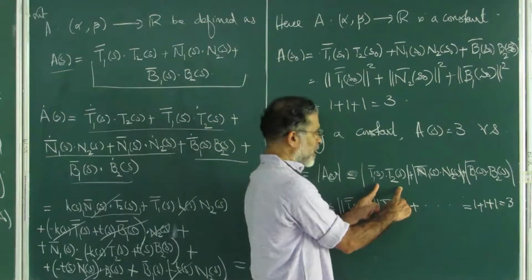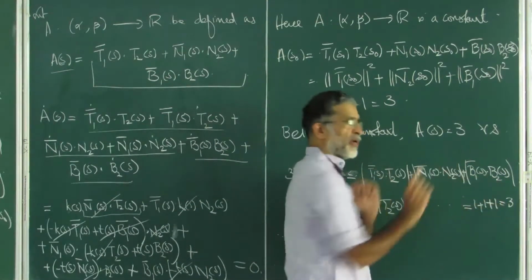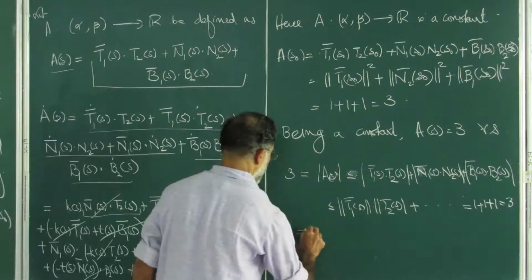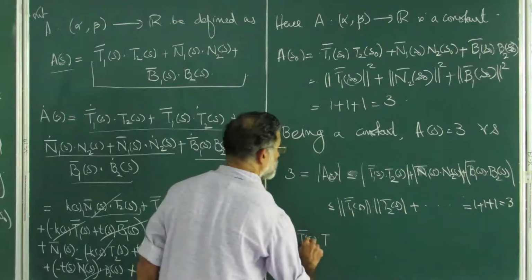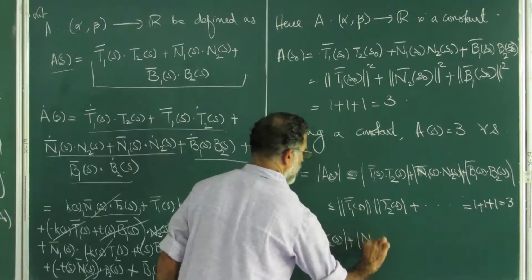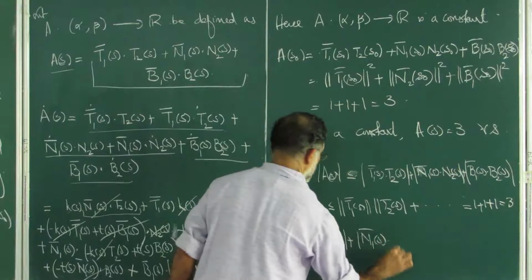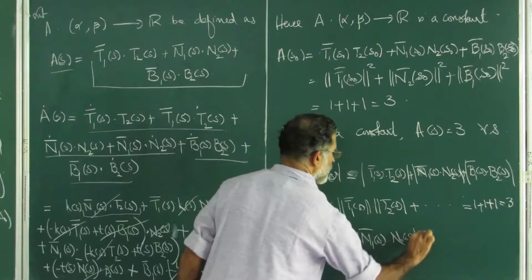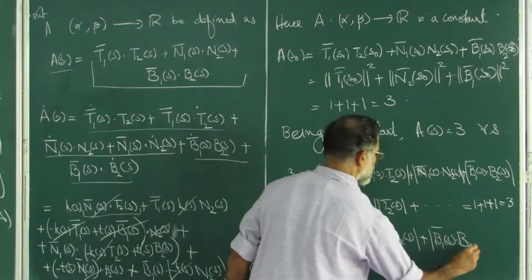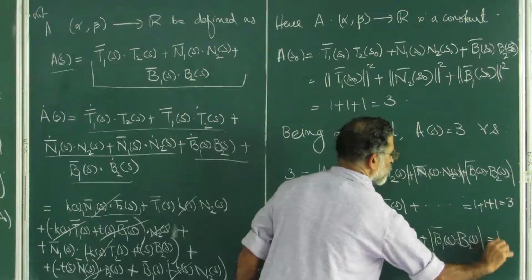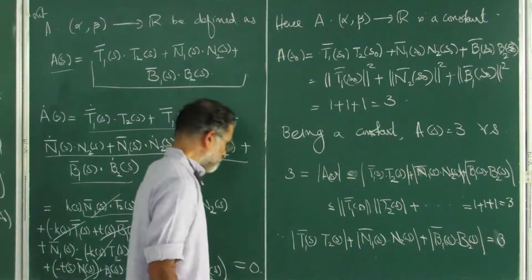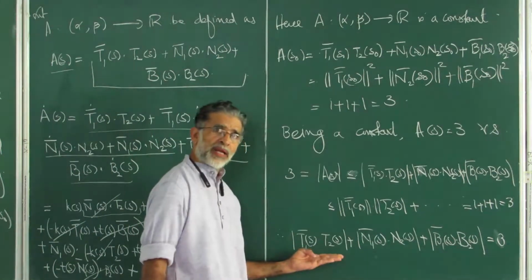this is a non-negative real number, this is a non-negative real number, this is a non-negative real number. Okay, so let me write that. Therefore, modulus of T bar s dot T1 bar s dot T2 s plus modulus of N1 bar s dot N2 s plus modulus of B1 bar s dot B2 s is equal to 3. Alright. This is a non-negative real number.